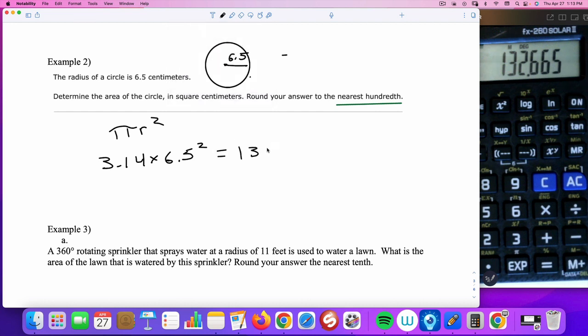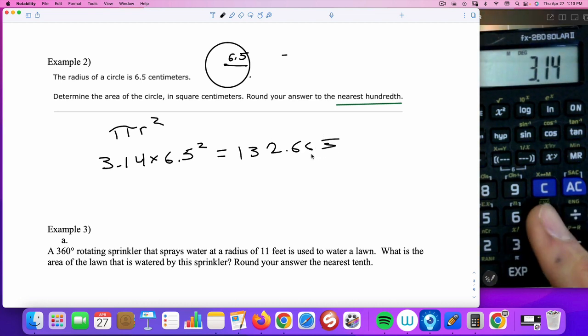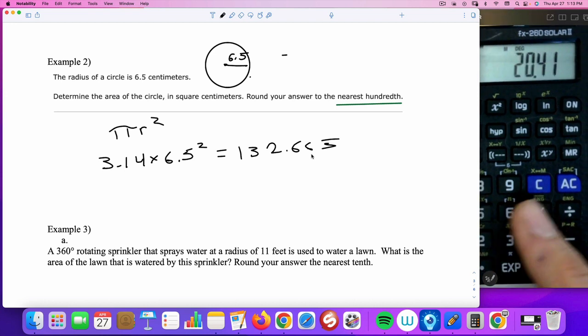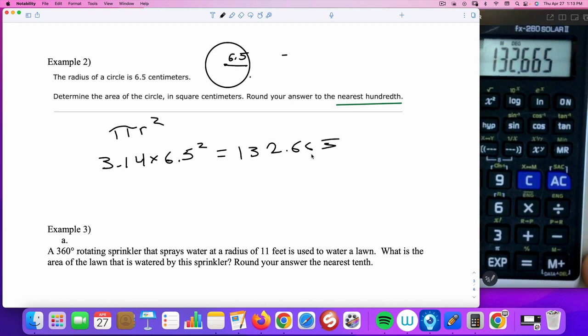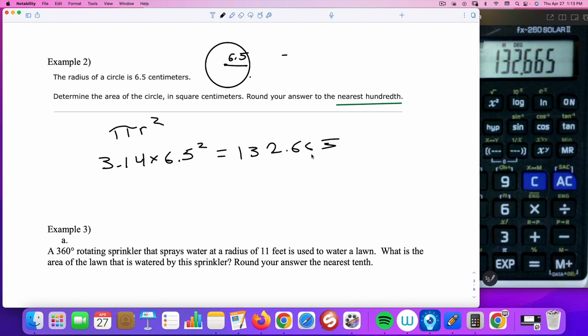Raise your hand if you got my answer on the board. If your hand is not raised, check in with your partner really briefly and plug it back into your calculator. See if you can find your blunder.